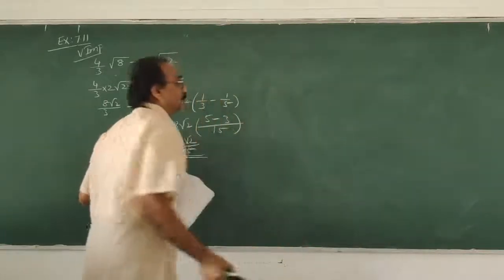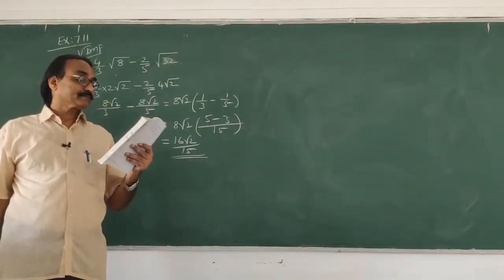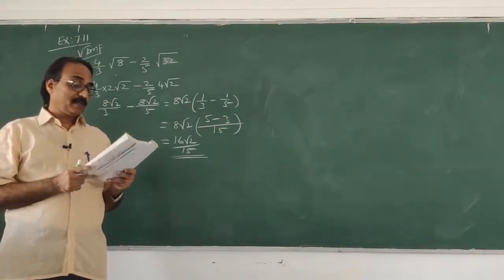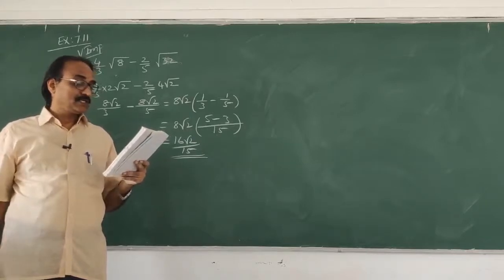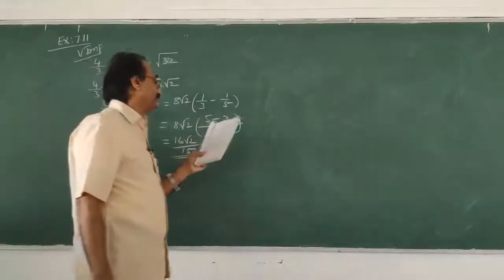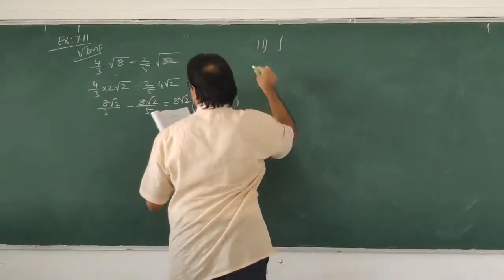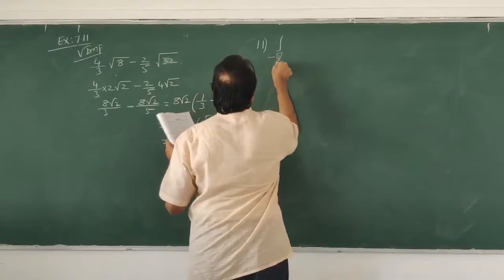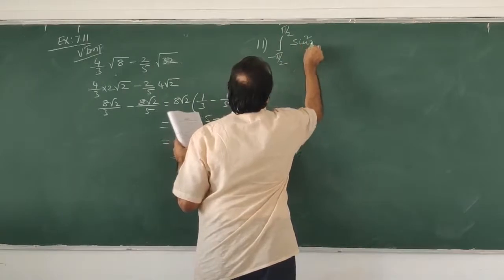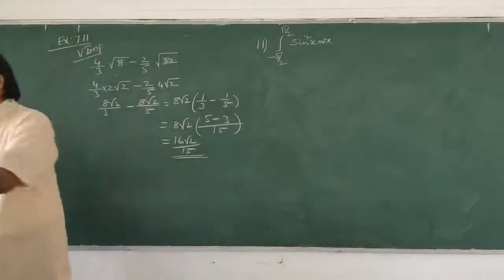Now, I'll tell you, problem numbers 11, 13, 14. These three are there. One type of problems we'll do. Problem number 11: integral from minus pi by 2 to plus pi by 2 of sine square x dx. This is the 11th problem. Again, without using the property, this problem you can do.